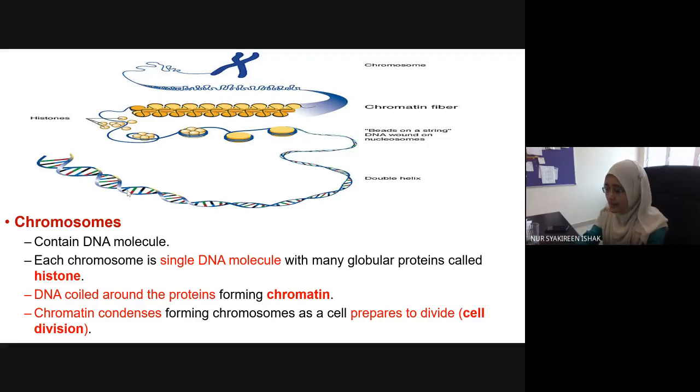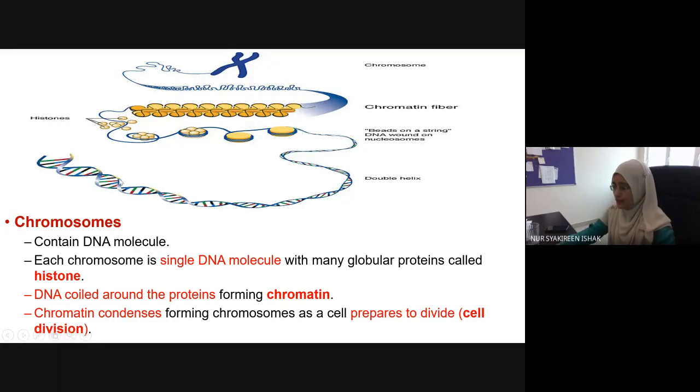Okay, so this is DNA. DNA is helical, and because DNA is a large molecule, your cell, your nucleus has to organize the DNA properly. So the DNA will coil around a protein histone to form chromatin. The single DNA molecule will coil around protein histone to form chromatin, and when the cell is about to undergo cell division, the chromatin condenses to form chromosome.